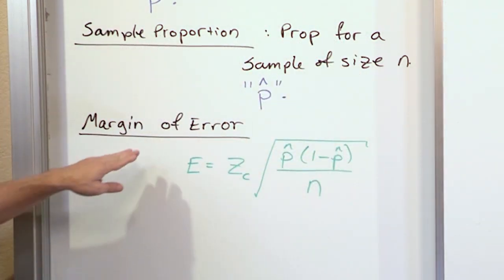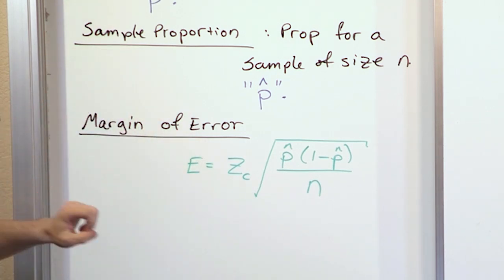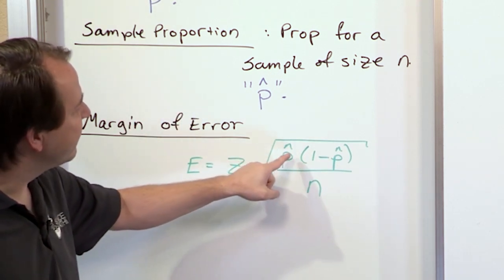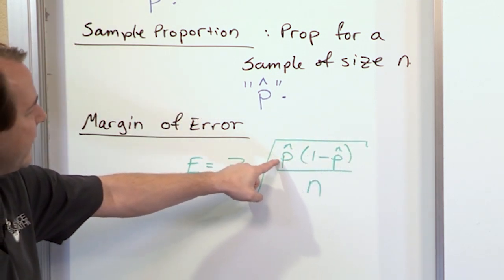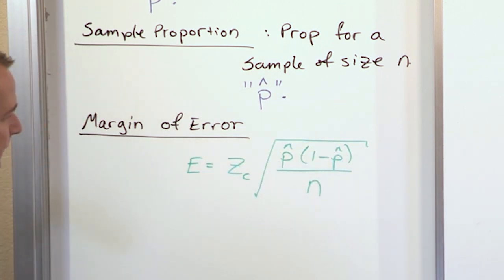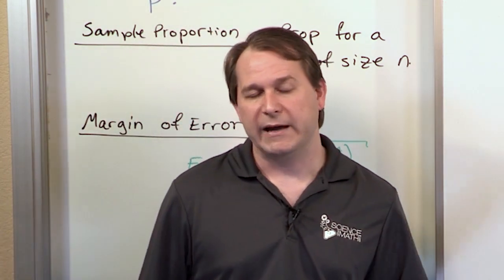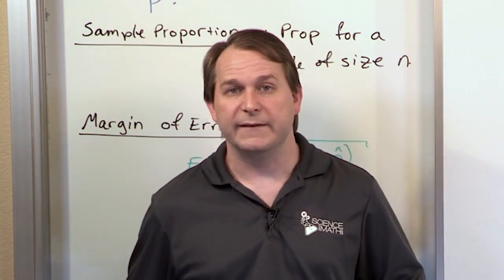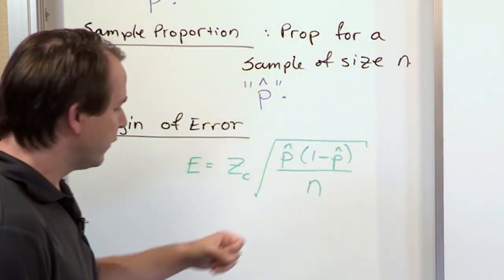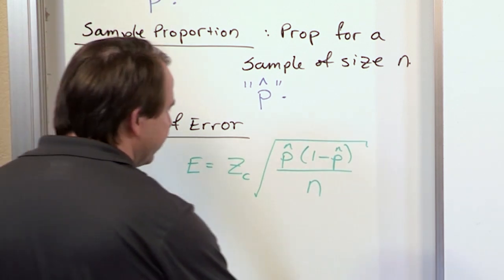But what you need to know is that the margin of error to construct a confidence interval of a proportion is equal to some critical value of z. We'll talk about that in a minute. And then here is the measured data that we have. P hat comes from the sampling that we do. 1 minus p hat comes from the sampling that we do. N is just the number of samples that we have. So 50 samples, 65 samples, 100 people. These are the people that you're asking in your survey. It goes right here.